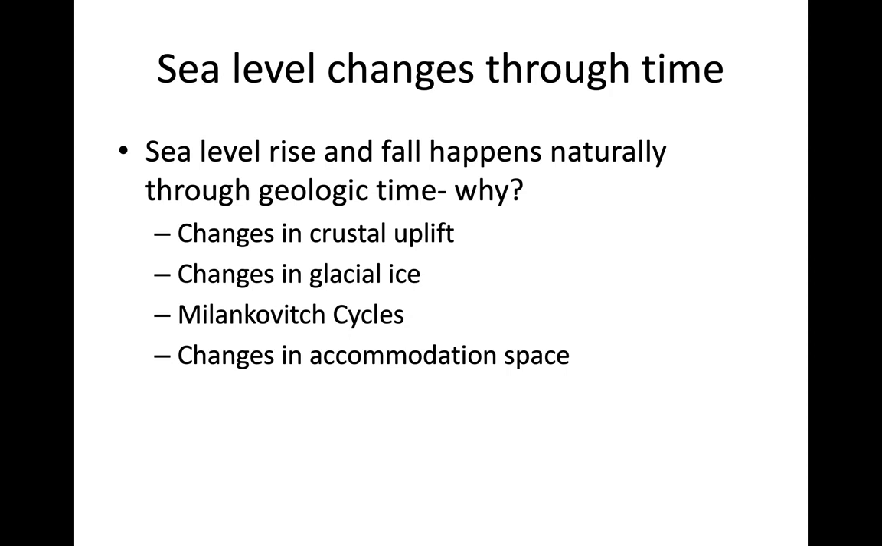So all of these can happen naturally. Some of these can happen in conjunction with one another, like Milankovitch cycles can influence glacial ice. The more glacial ice there is, the harder it is for crust to uplift, right? Because it's weighted down by the glacial ice. So all of these can kind of blend into one another. But the thing that we need to know is that sea level fall and rise happens naturally through geologic time.